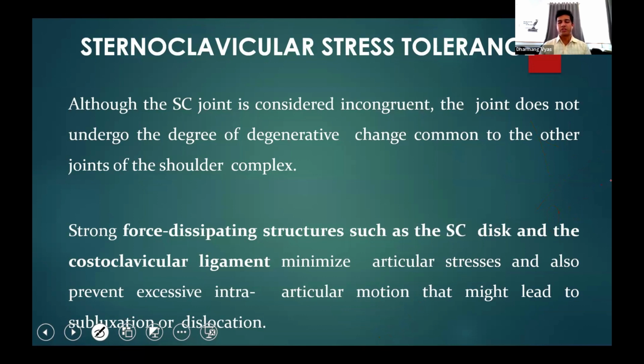This minimizes the articular stress and also prevents the excessive intra-articular motions that might cause subluxation or dislocation. Right? So we have a disc called the sternoclavicular disc, between the sternum and the clavicle. We have the costoclavicular ligaments. These are structures which reduce the stress coming on the sternoclavicular joint, thereby preventing injuries to the sternoclavicular joints.